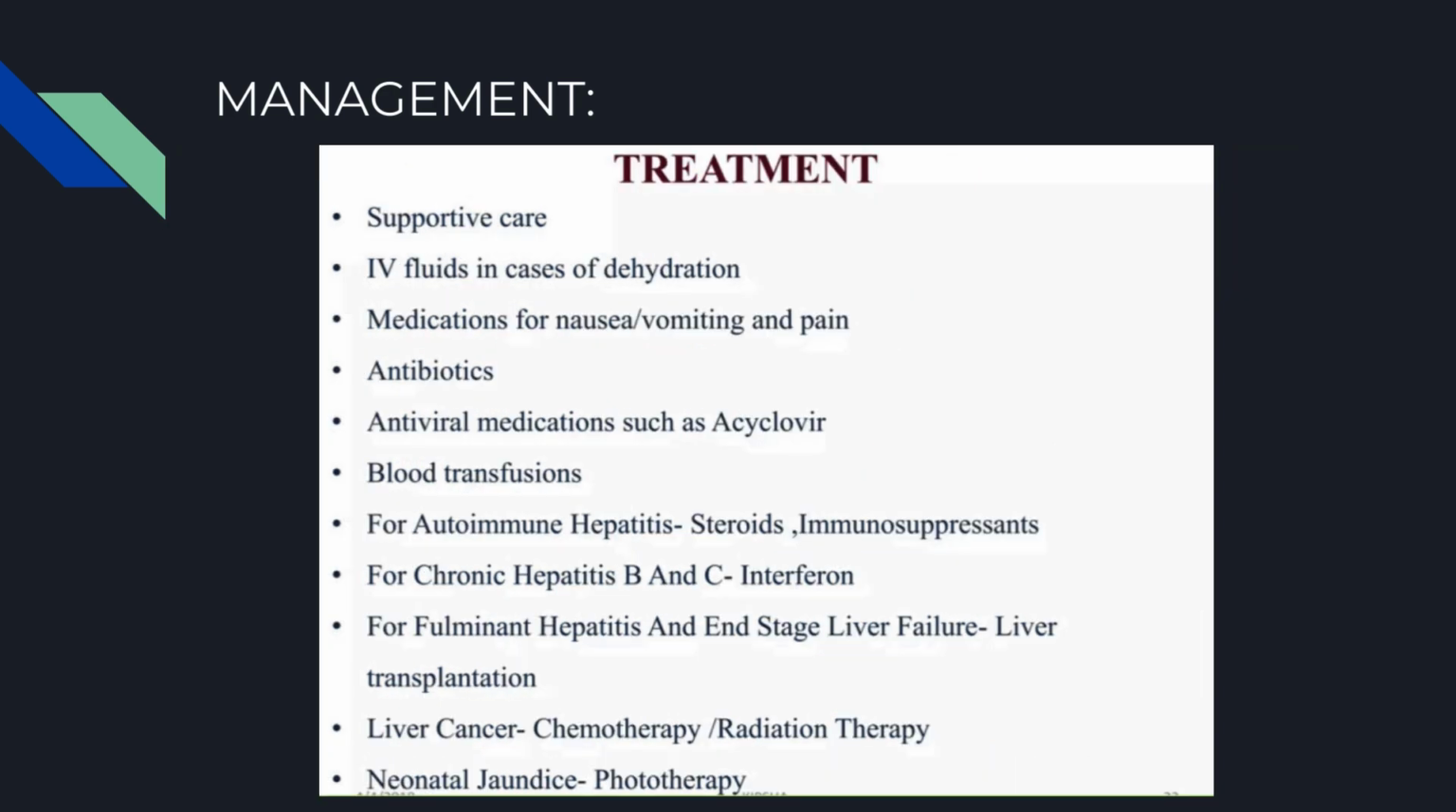Treatment. Supportive care: fluids in cases of dehydration, medications for nausea, vomiting and pain, antibiotics, antiviral medications such as acyclovir, blood transfusions. Autoimmune hepatitis: steroids, immunosuppressants. Chronic hepatitis B and C: interferon and direct-acting antiviral medications. Fulminant hepatitis and end-stage liver failure: liver transplantation. Liver cancer: chemotherapy or radiation therapy. Neonatal jaundice: phototherapy.